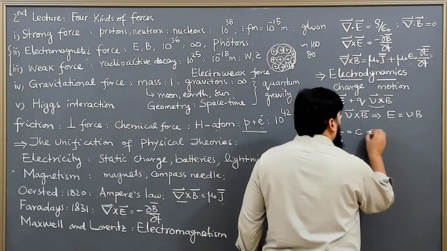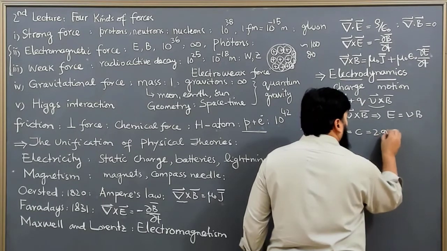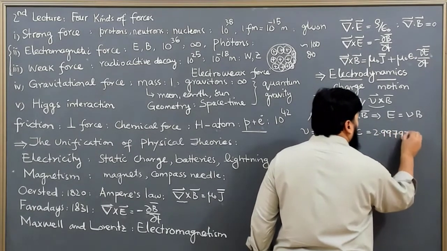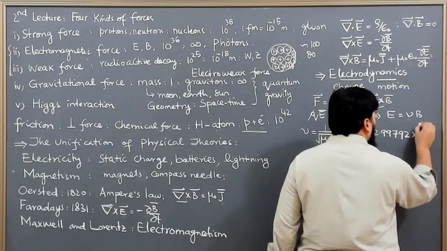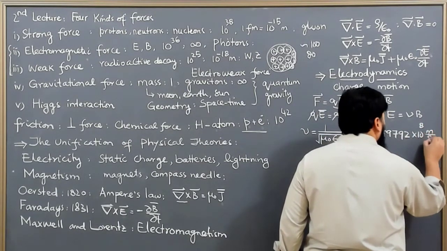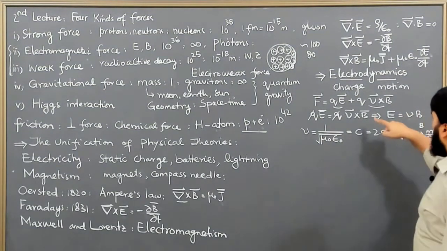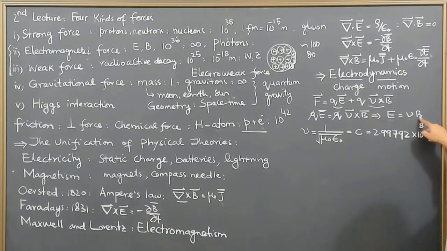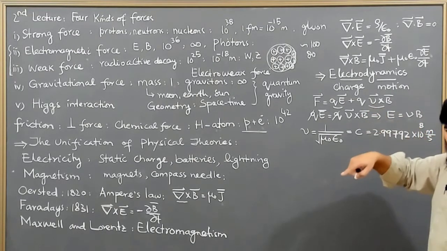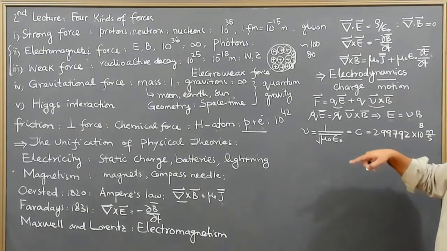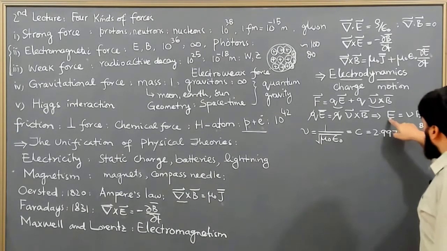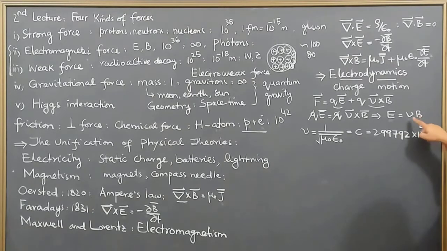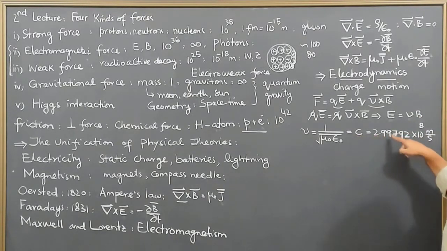The variation, which is 2.99792548 times 10 power 8 meters per second. Like the variation of one into the other. When electric field varies, it generates magnetic field. When magnetic field varies, it generates electric field. So how quickly is that generation? That generation is at the speed of light.